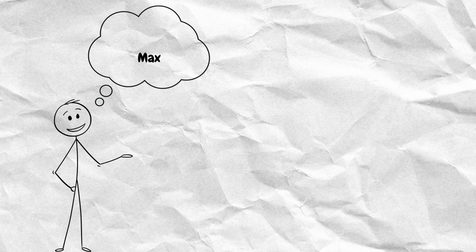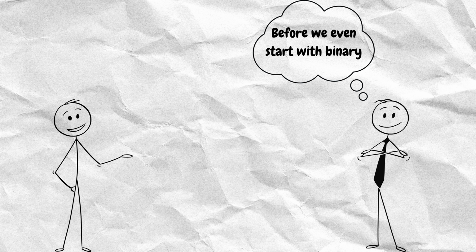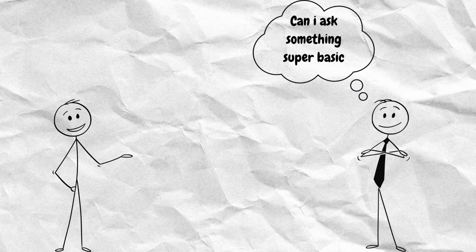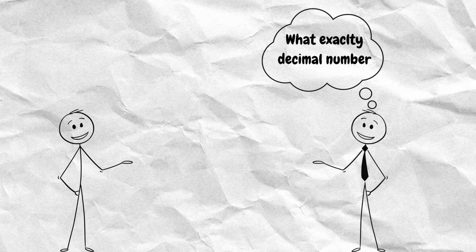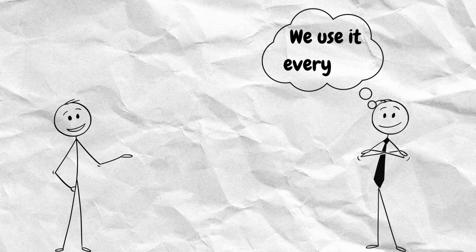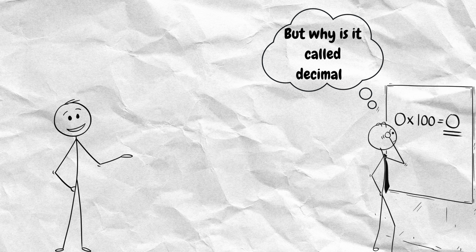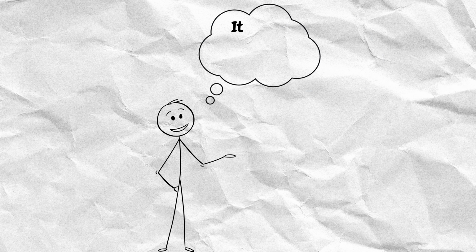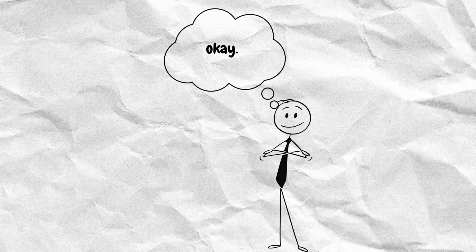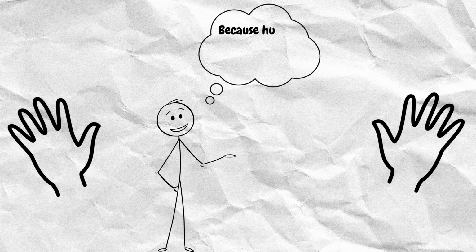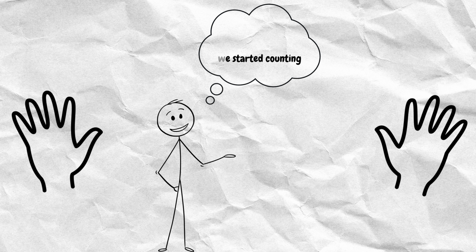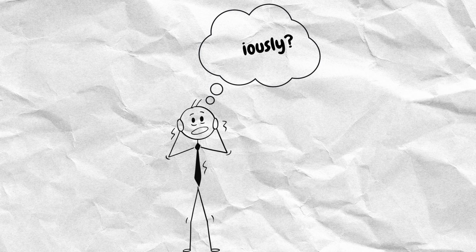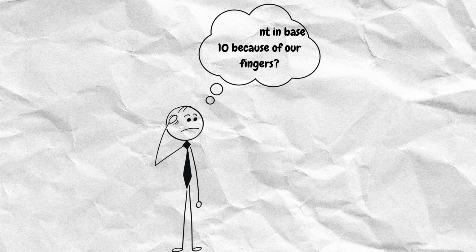I'm here with Max. Hey Linus, before we even start with binary, can I ask something super basic? Sure, go for it. My question is, what exactly is a decimal number? I mean, we use it every day, but why is it called decimal? Great question. It's called a decimal number because it's based on 10 digits, 0 to 9. Okay, but why 10? Because humans have 10 fingers, our number system is literally based on how we started counting on our hands. Seriously? So we count in base 10 because of our fingers?